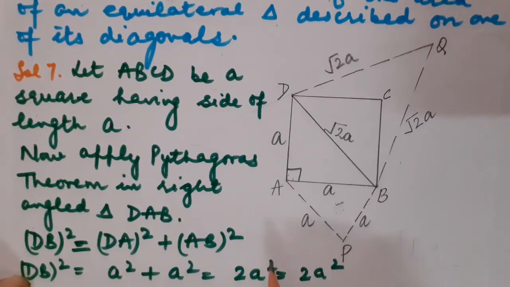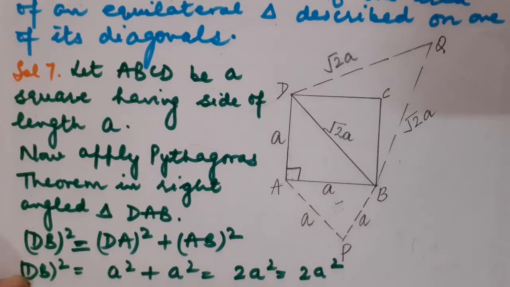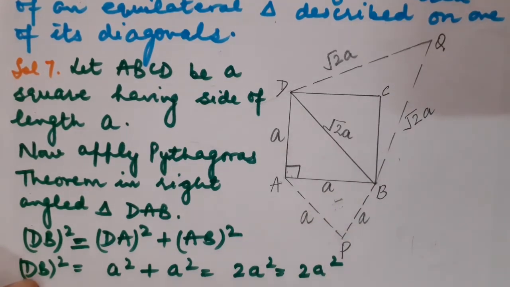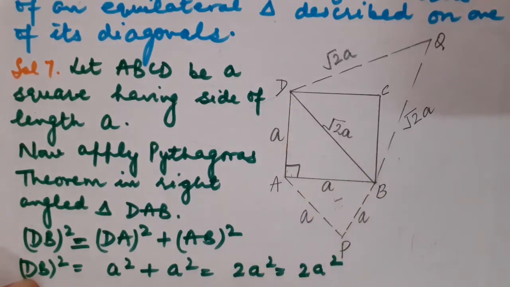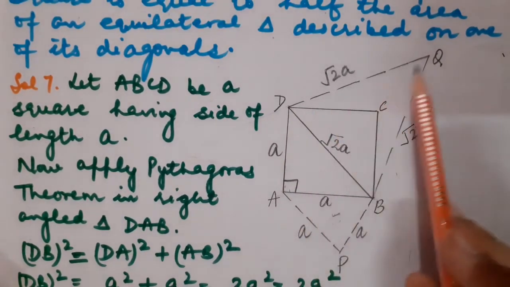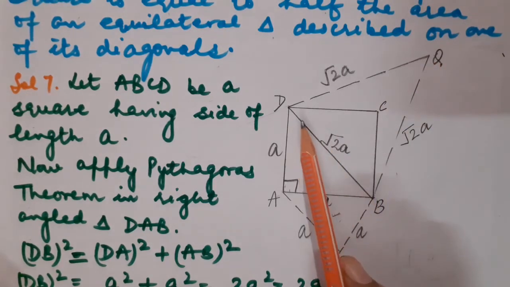Okay. Now, one more equilateral triangle you have to form now. Using what? Using the diagonal of the square. Here I have drawn the diagonal BD. So one more equilateral triangle I have drawn over here. Using which side?